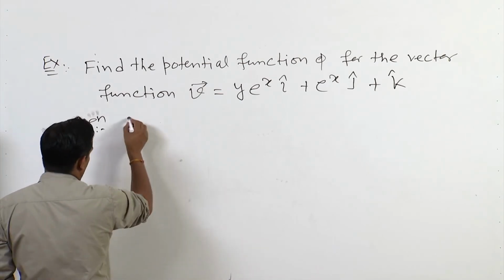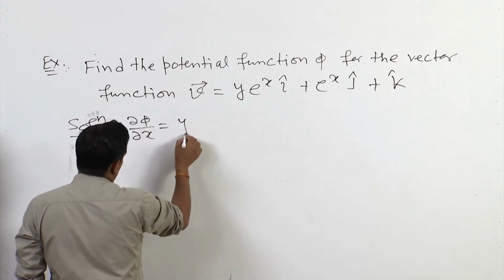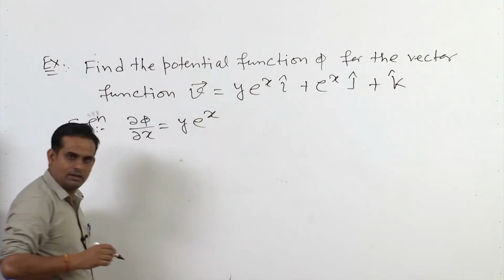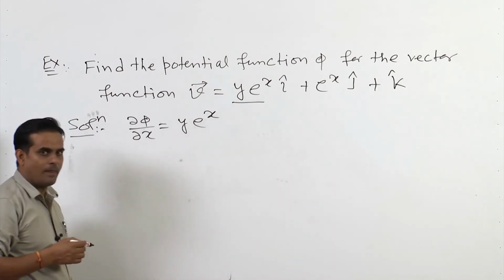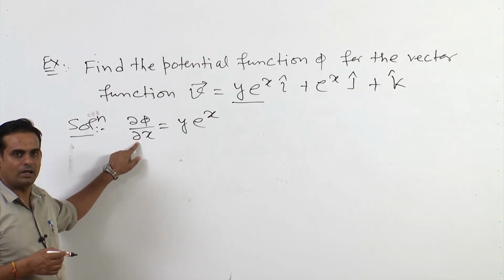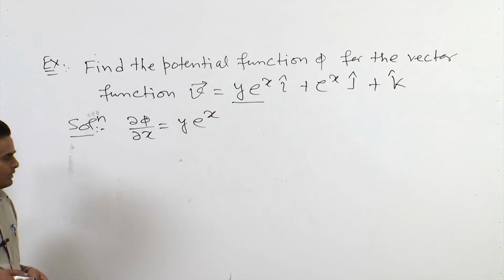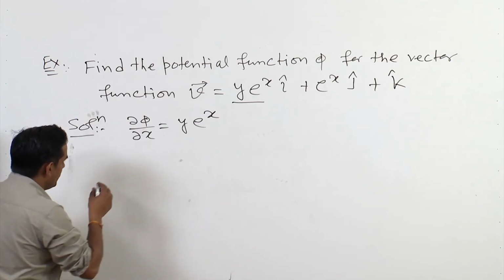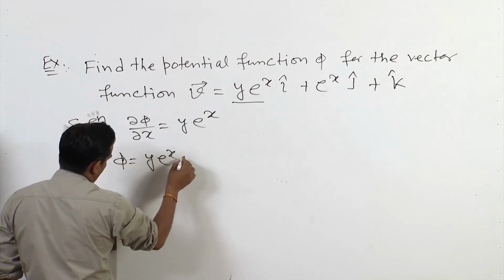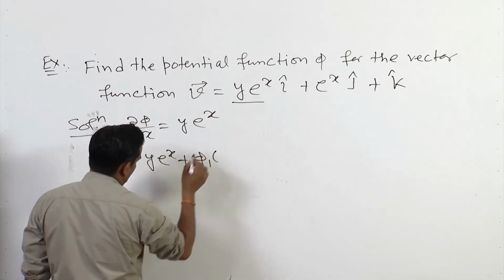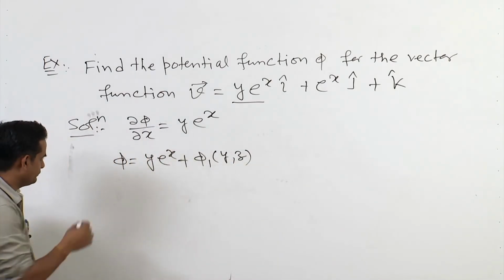So, here del phi over del x is y into e raised to power x, this component. Del phi over del x will be the component of gradient phi in the direction of i. So, I am comparing these two components. So, integrating it, I will get phi equals y e raised to power x plus a function phi 1, which may be a function of y and z.